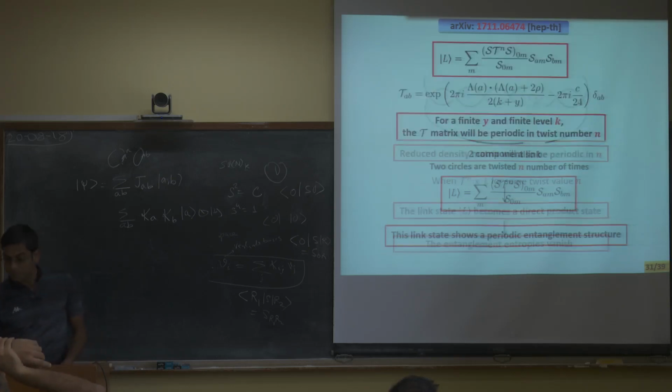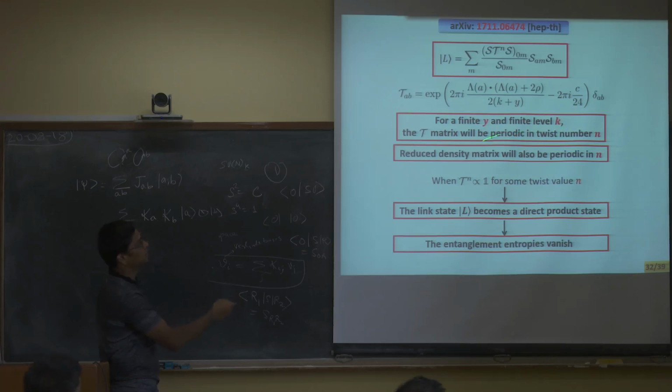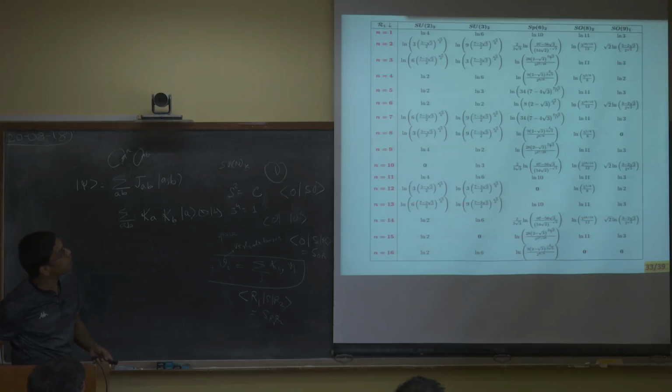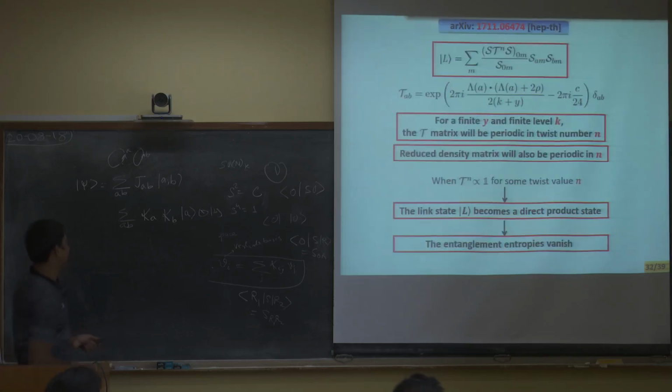So I have given an expression. This is the T matrix. And for a finite dual Coxeter number and finite level k, the T matrix has a periodic nature, right? With what periodicity? I have given the answer here: for SU(N)_k, the periodicity is n times (n plus k).